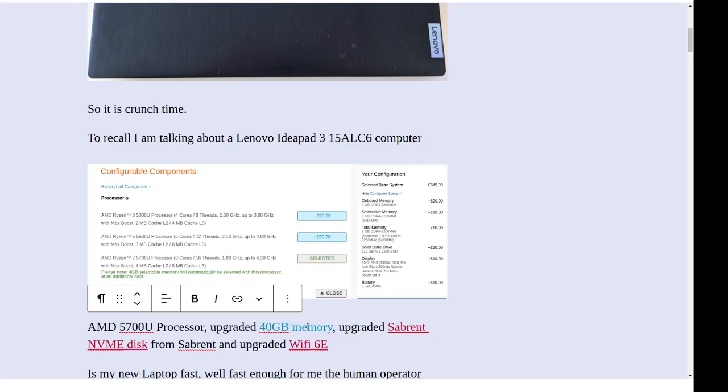And if you click on the links here or here or here, you will go to the respective articles on those upgrades. The new NVMe disk is by Sabrent, and it's the Rocket 4 Plus, which is acknowledged to be one of the fastest ever hard drives or NVMe SSDs around ever.